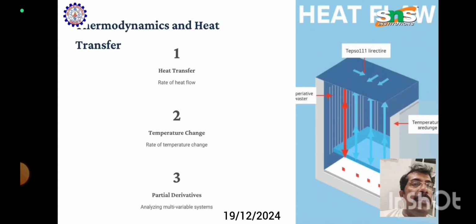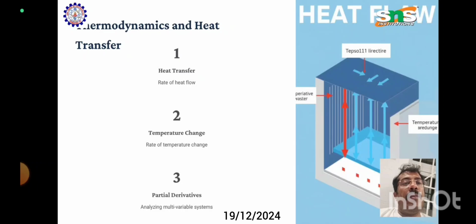In this lecture series today we are going to talk about the importance of differential calculus when it comes to thermodynamics and heat transfer. As you know, in mechanical engineering, heat transfer problems are very important areas where more and more research is done.